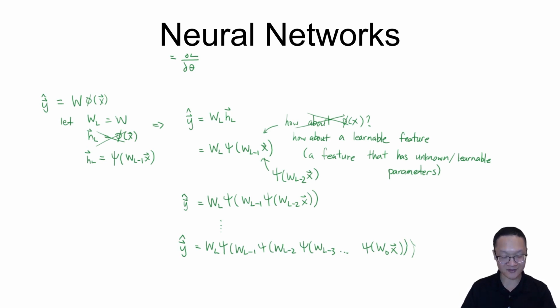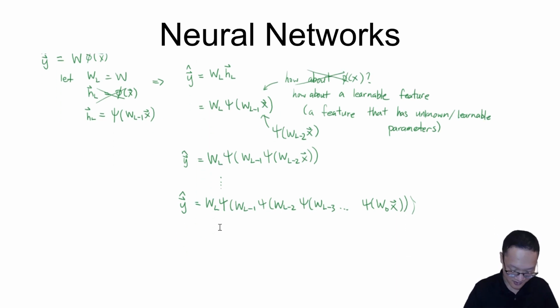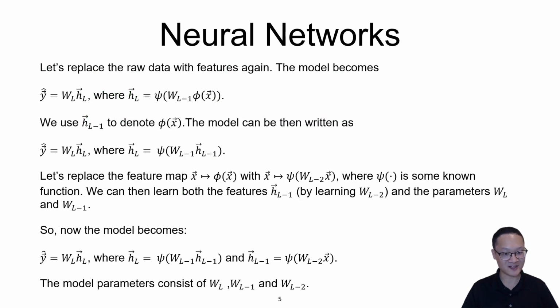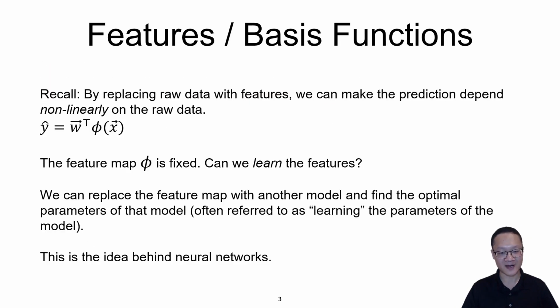Okay, so this is actually the simplest form of a neural network. This is called a multi-layer perceptron. Okay, so that's kind of how this kind of math works out. Let's just revisit it again. Go back a little bit.